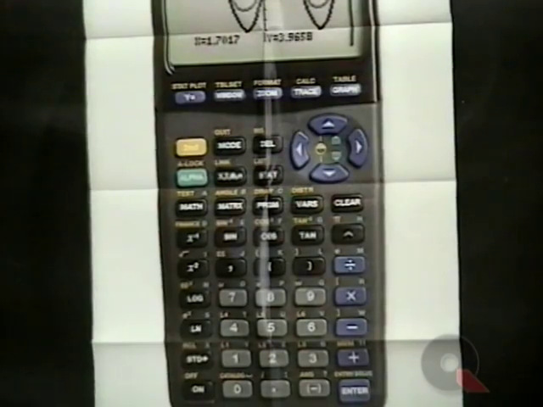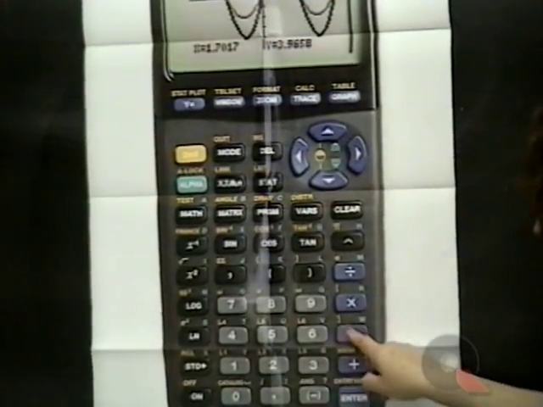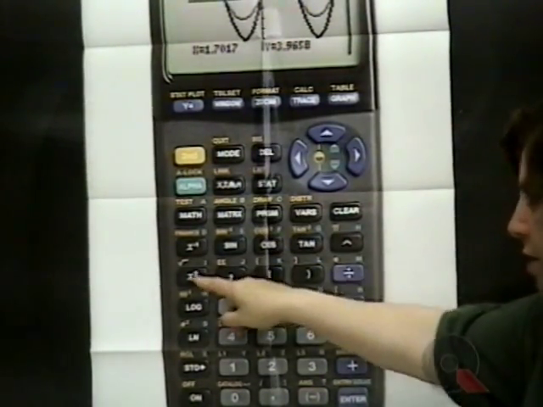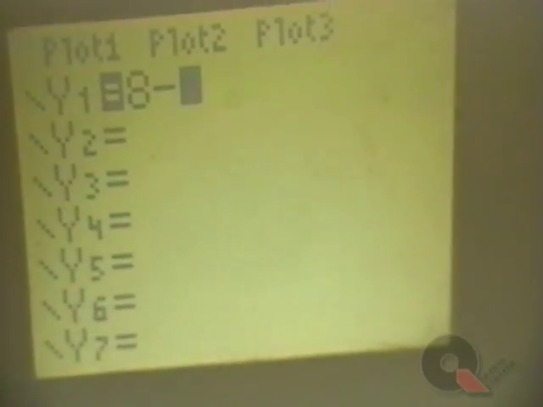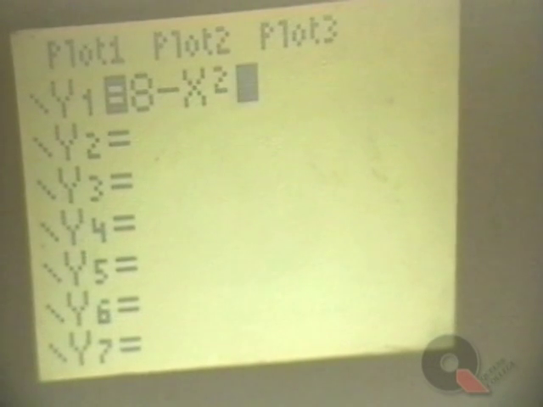Okay, so let's punch in. I'm going to hit 8 minus x, this is the x key, and then I'm going to hit the squared. So 8 minus x squared, and I should have y equals 8 minus x squared up there.